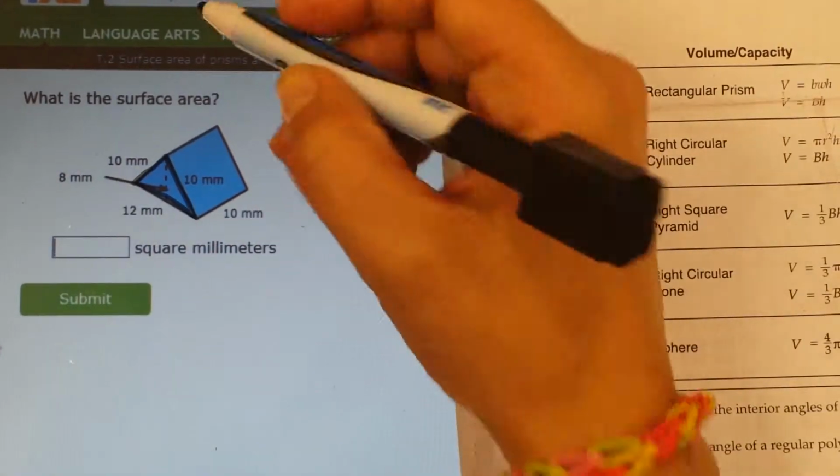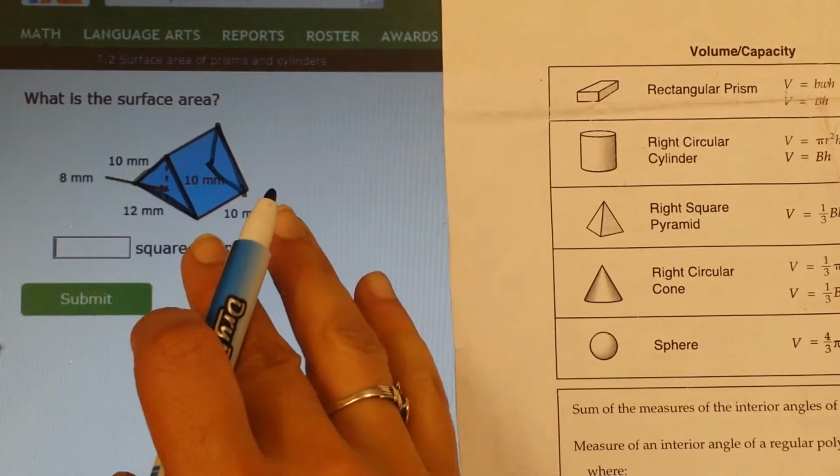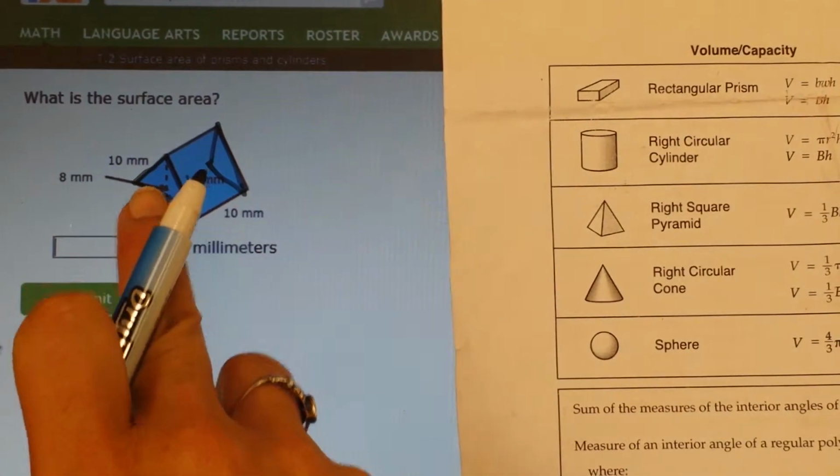The one across from that is going to be over here like that. Are those opposite and parallel to each other? Yes. So my base is actually the triangle.